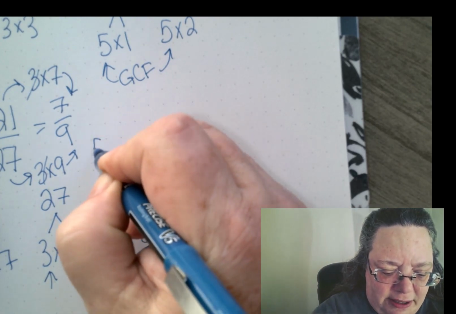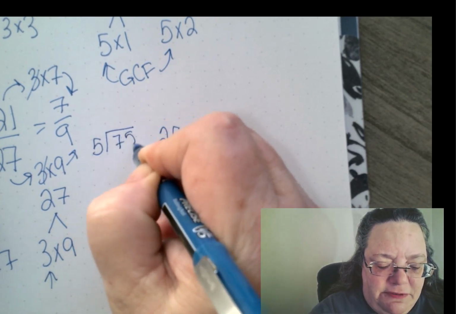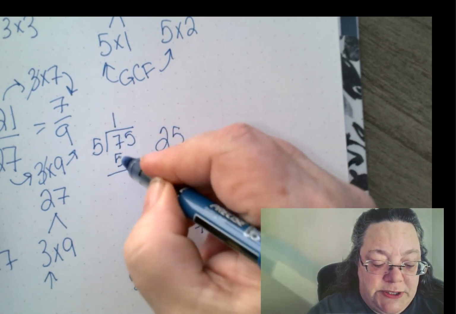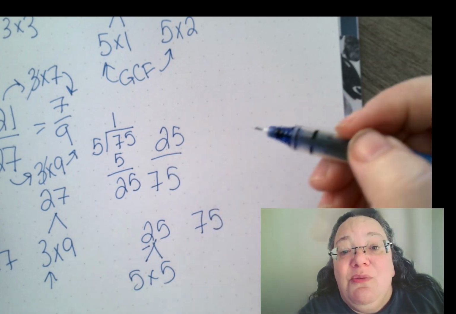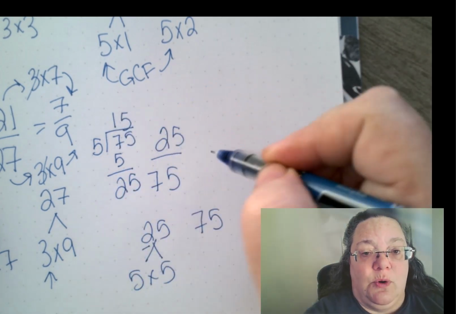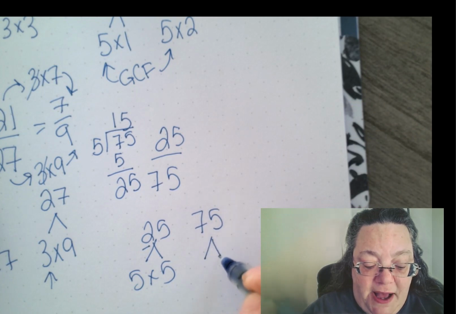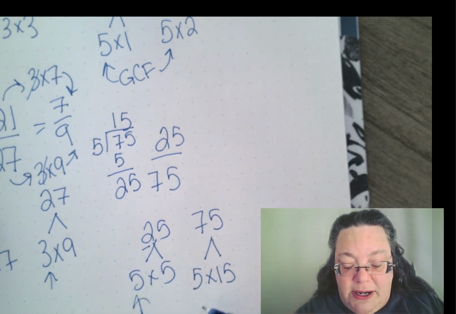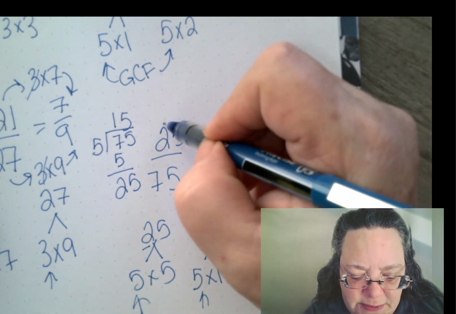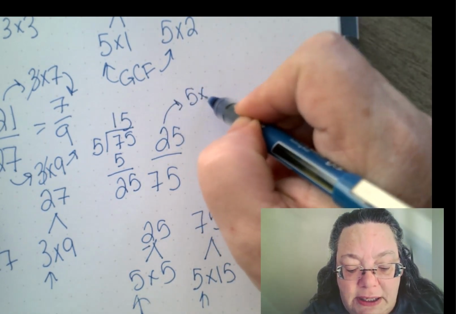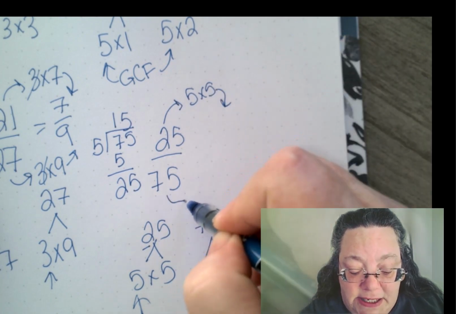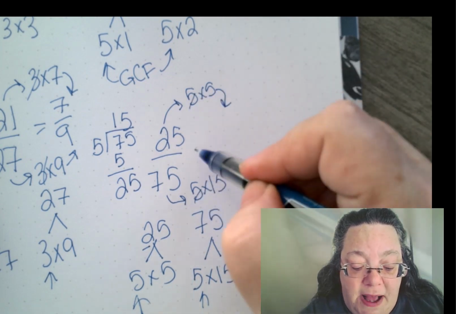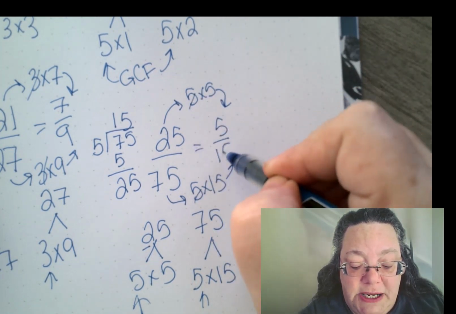I'm going to go right here. 5 divided into 75. Well, 5 goes into 7 one time. When we subtract, we end up with 25, and we just figured out that 5 times 5 is 25. So 75 is the same thing as 5 times 15. And look, we have a greatest common factor. So let's reduce. 5 is 5 times 5, and 75 is 5 times 15. When we cancel our 5's, we end up with 5 over 15.